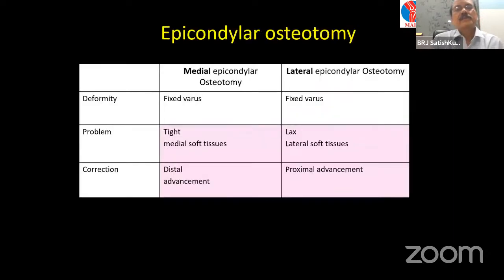Okay. So coming to the epicondylar osteotomy, it is not generally done. So in fixed varus deformities, we do medial epicondylar osteotomy when we cannot correct the medial tightness. Even after doing all the release, sometimes the medial side is very tight. So you do the medial epicondylar osteotomy and then do distal advancement. Same thing on the lateral side we can do. If the lateral laxity is too much, we can do the lateral condylar osteotomy and proximally advance it so that the lateral tissues become tight.